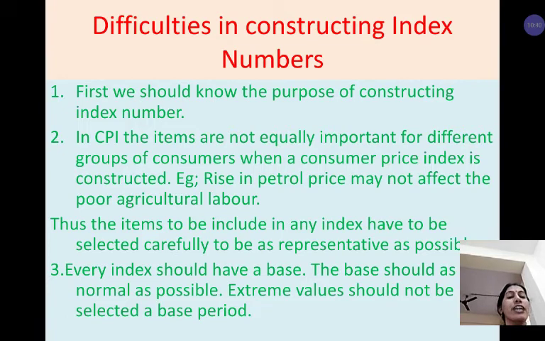And at last, every index should have a base. That base year value should always be as normal a period as possible. Why am I saying this? For example, in the future, maybe 2030 or 2040, some people are constructing the index number. They should not consider 2020 as a base period. Why is 2020 not a normal period? Because from March to December we were in a lockdown period. All production activities were shut down and we had a very poor economic condition.